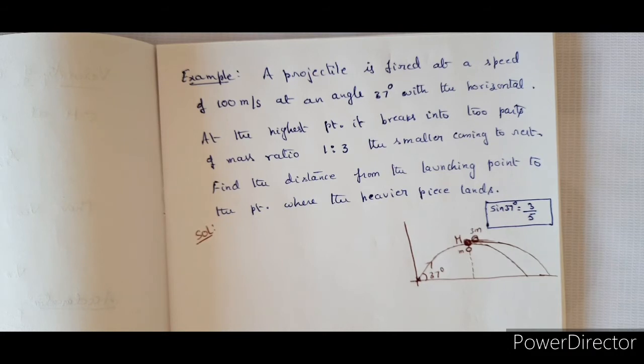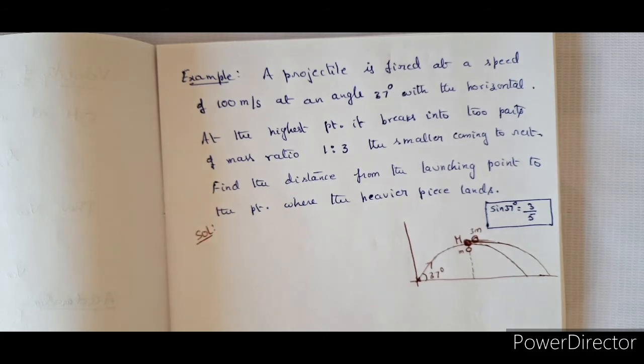And what is the concept here? When there is no external force acting, the net momentum should be the same. At that instant, whatever momentum the body is having, the same momentum should be there for all the momenta put together. So the momentum of the first particle is 0, and the momentum of the second particle is ultimately the momentum of the actual shell. Right, perfect, beautiful understanding of the problem. Now, find the distance from the launching point to the point where the heavier piece lands. So here the concept is, where is the heavier piece landing?